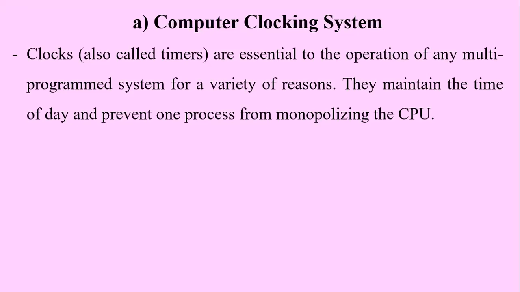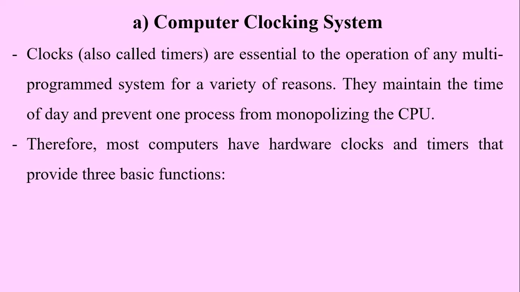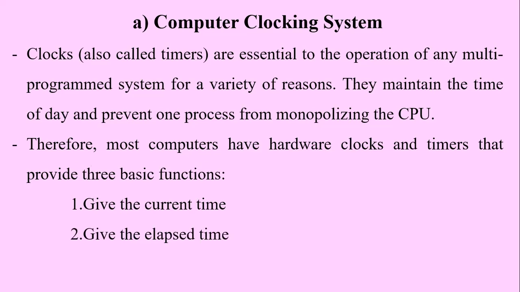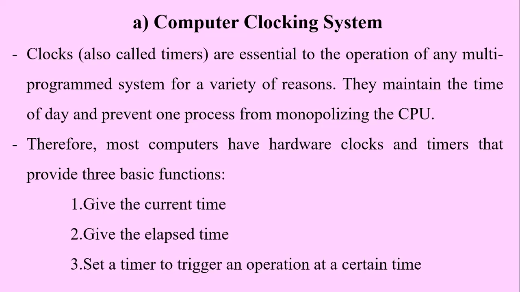Clocks, also called timers, are essential to the operation of any multi-programmed system for a variety of reasons. They maintain the time of day and prevent one process from monopolizing the CPU. Therefore, most computers have hardware clocks and timers that provide 3 basic functions. Number 1, they give the current time. Number 2, they give the elapsed time. And number 3, they set a timer to trigger an operation at a certain time.